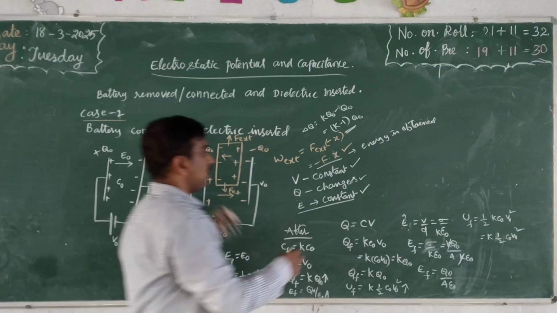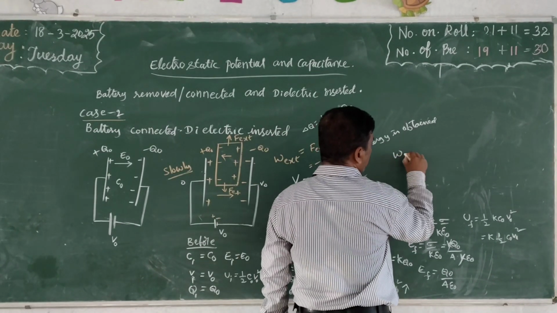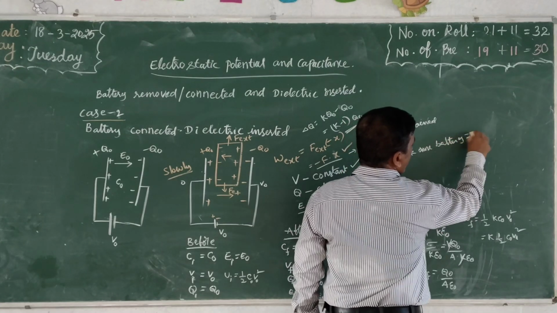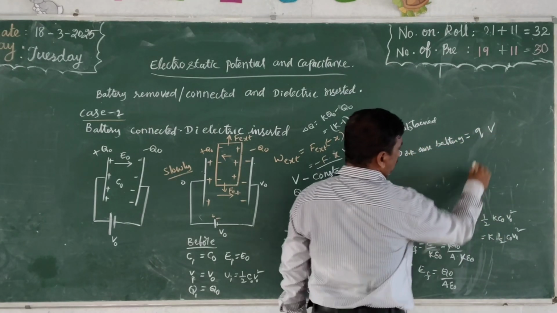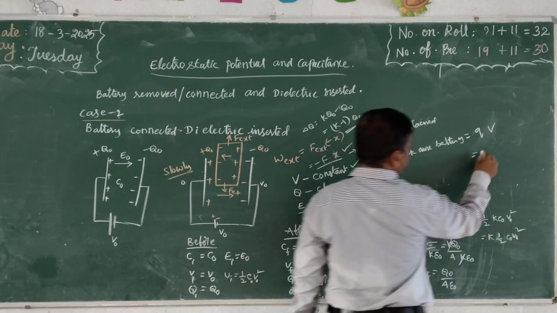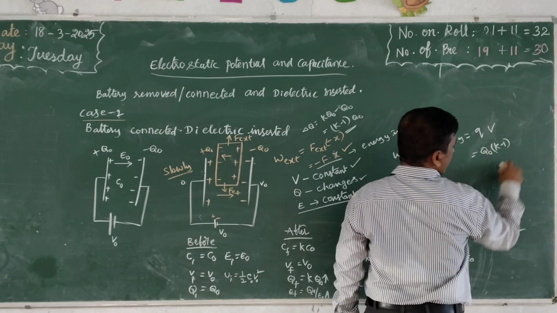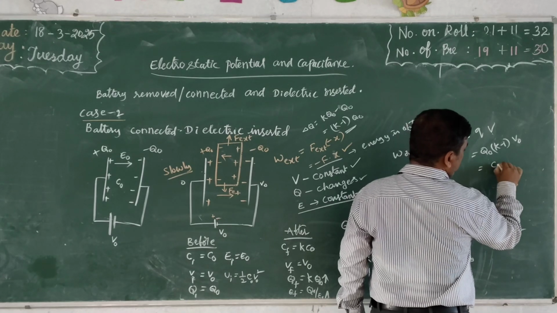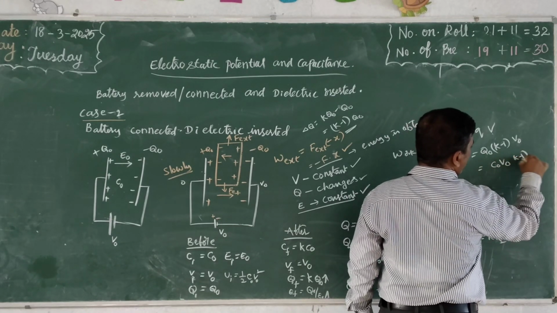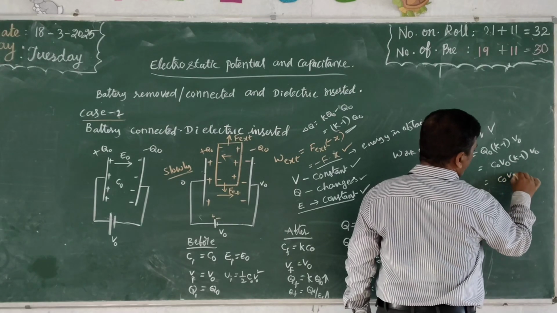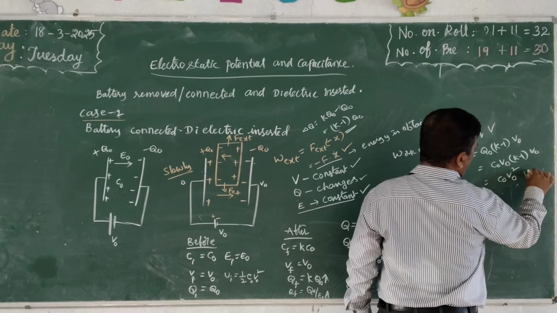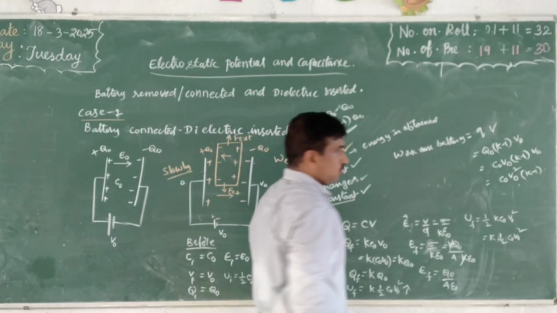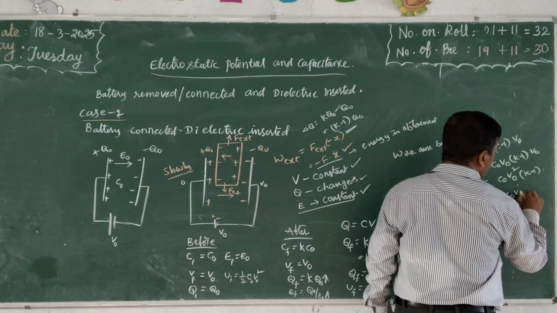Now, the energy supplied by the battery means the work done by the battery, which equals charge into potential. What is the charge here? Q naught into (K minus 1). What is the V? V naught. Q naught is C naught V naught, into (K minus 1). With V naught, we get C naught V naught square into (K minus 1). For example, the dielectric constant is more than 1, so take 2. What do we get? C naught V naught square.